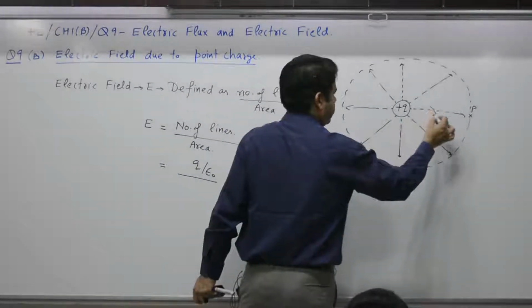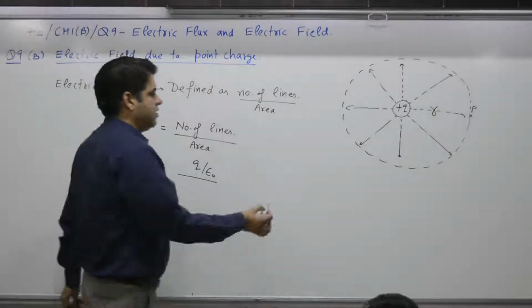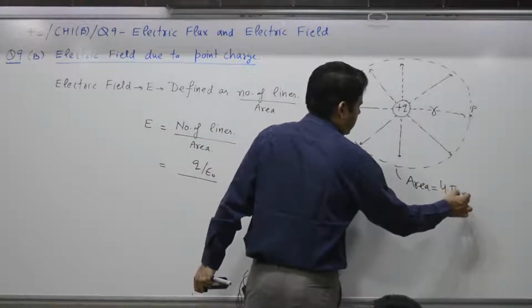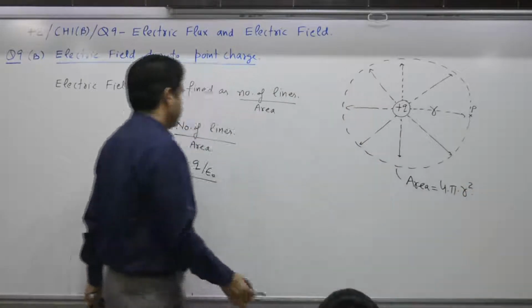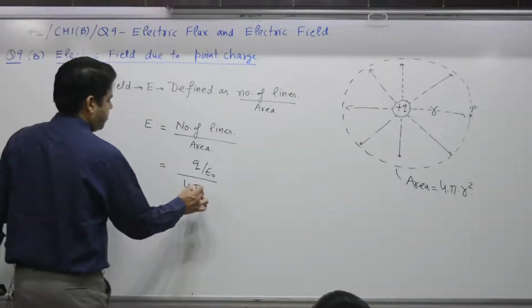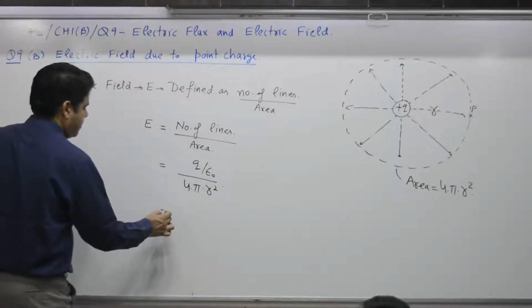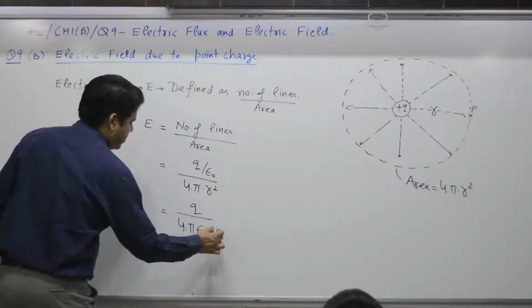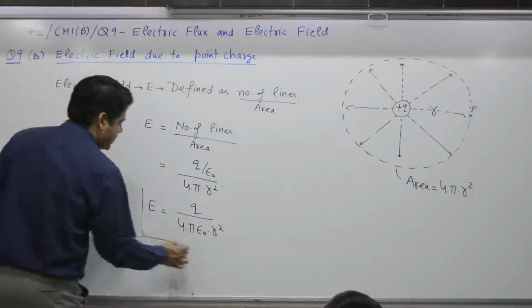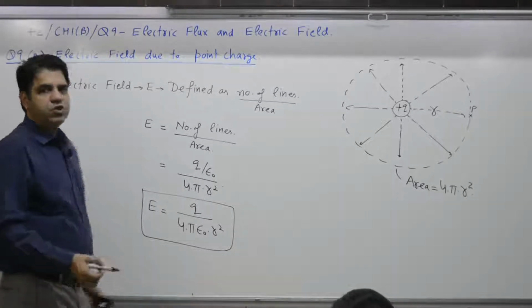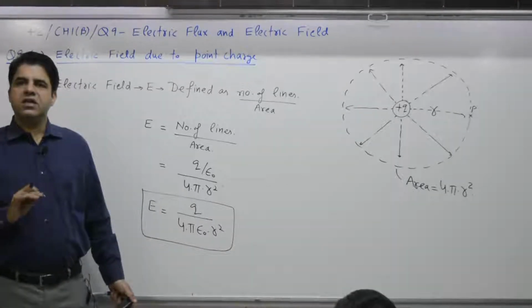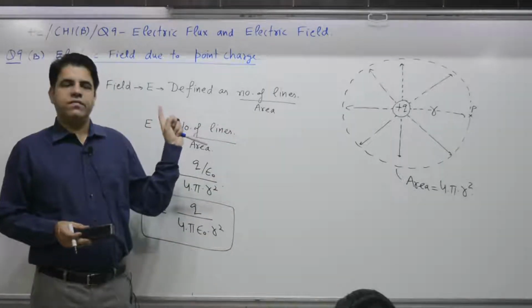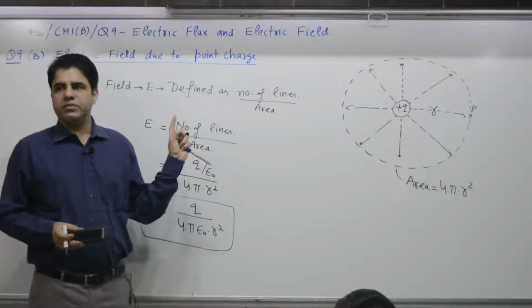What is the surface area of a sphere? 4 pi r square. If this distance is R, this area is 4 pi r square. What you get is Q by 4 pi epsilon naught r square. It was the same expression in question number 7. Means what? This electric field line concept is in agreement with your original law, F is equal to Q1 Q2 by 4 pi epsilon r square.